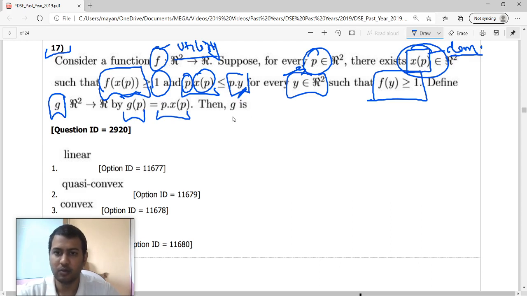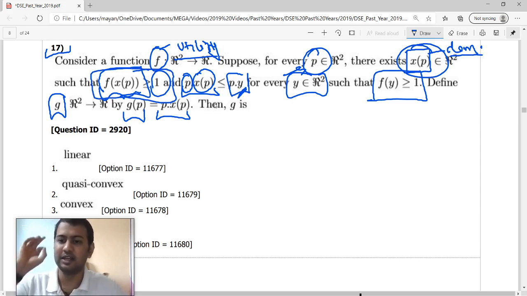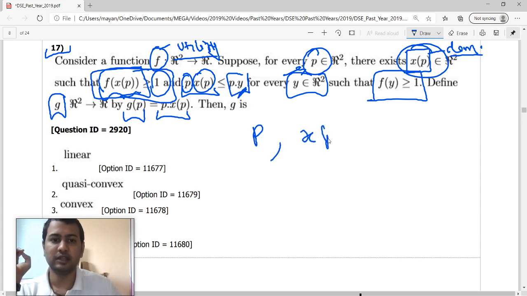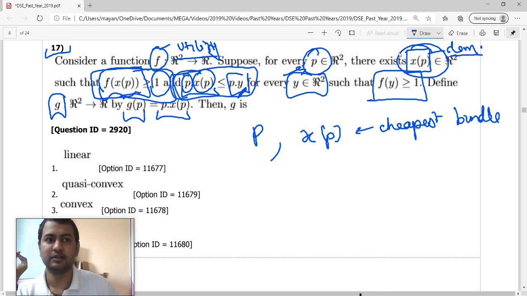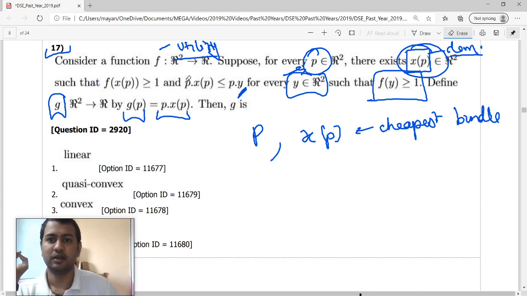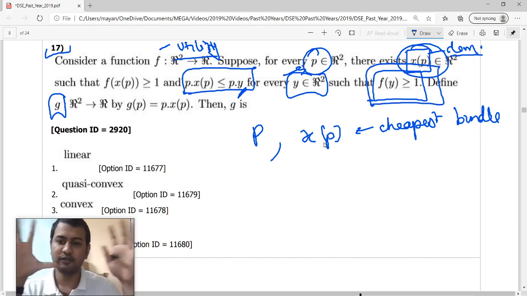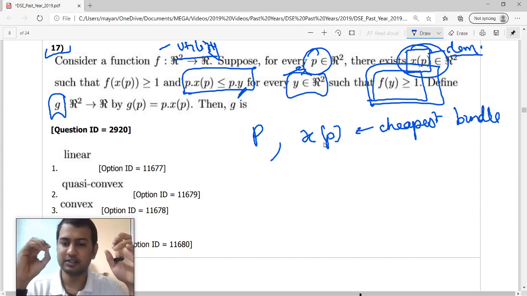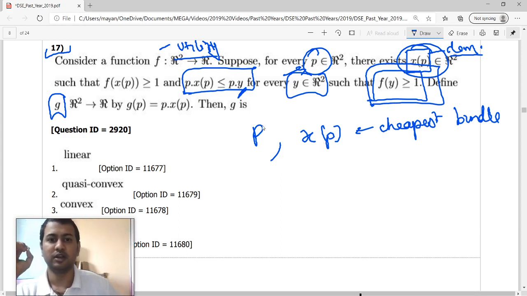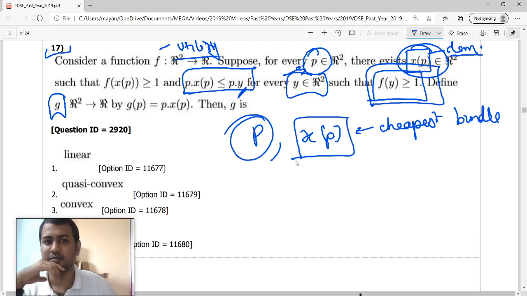So basically what he's saying is, in the set of all bundles for which utility is greater than or equal to 1, for any price vector p, x of p is the cheapest bundle. So that's what this part implies: p dot x of p is less than or equal to p dot y for all y such that utility is greater than or equal to 1. So in the set of all the bundles which have utility greater than or equal to 1, for any price vector p, x of p is the cheapest bundle.